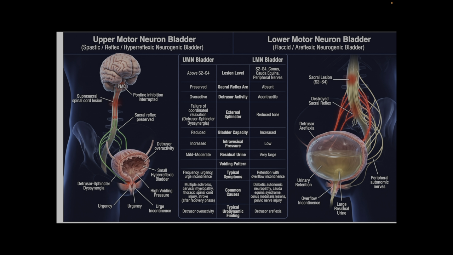Understanding these mechanisms guides appropriate evaluation with urodynamic studies and helps management strategies. For overactive UMN bladder, it is anti-muscarinic therapy, and for acontractile LMN bladder, it is intermittent catheterization.